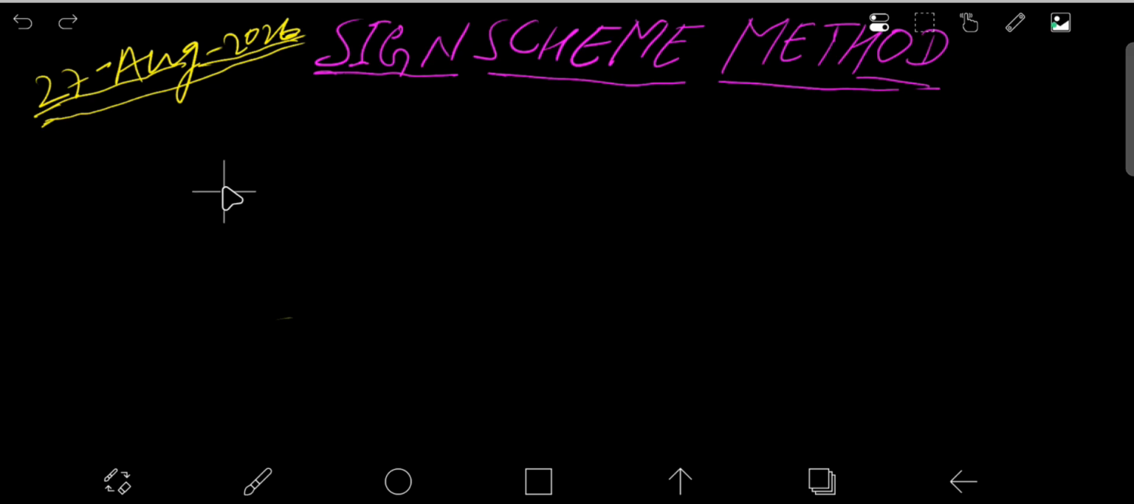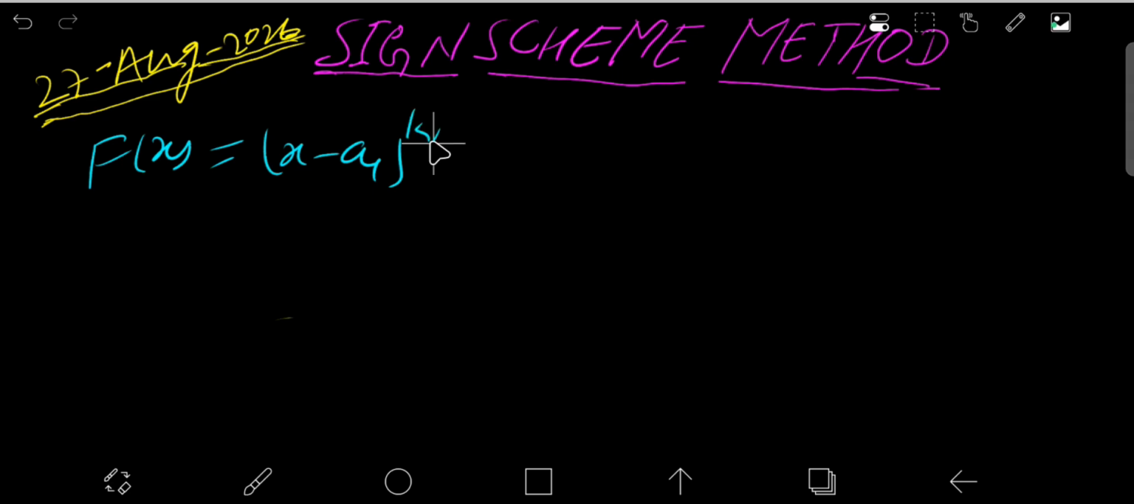Okay. So now let's start. This type of given function, f of x is given here: x minus a1, and power is k1. Here we take power k1, into x minus a2, power is k2, into dot dot dot. This is a multiplication up to x minus an.